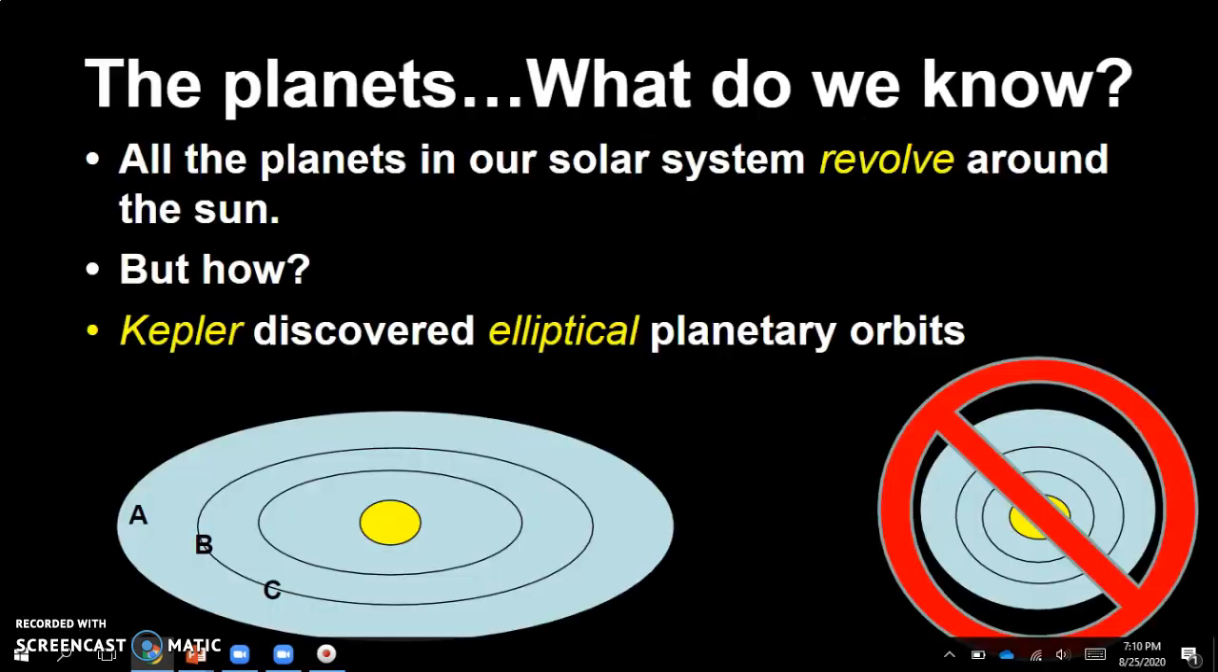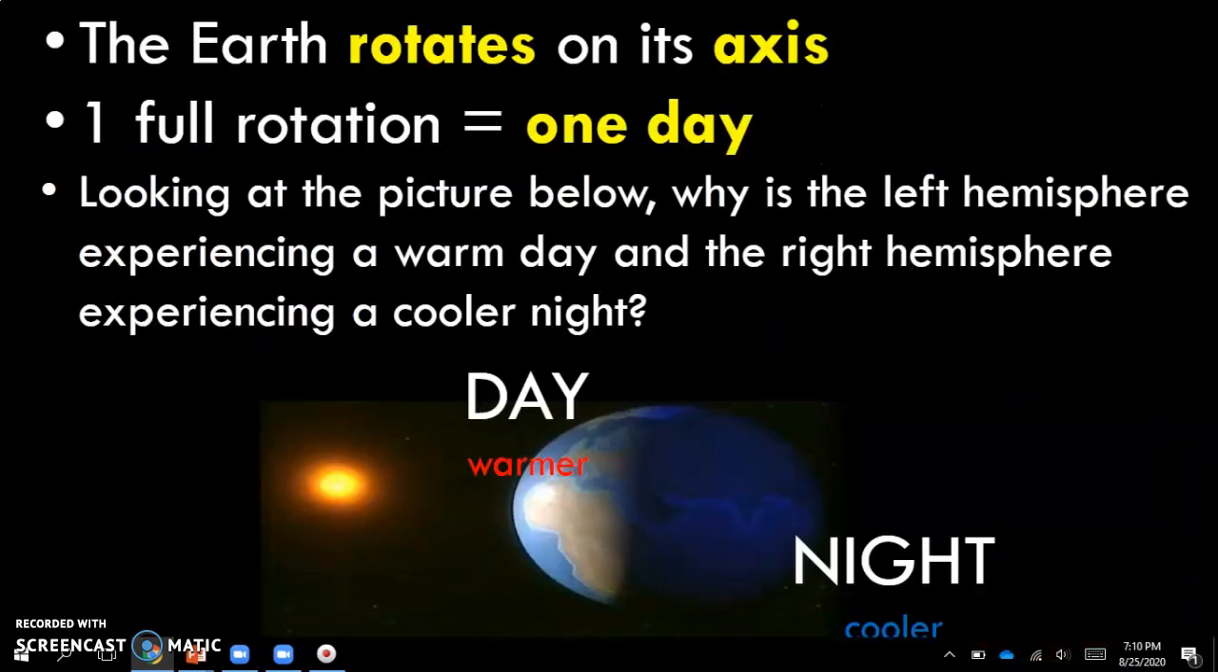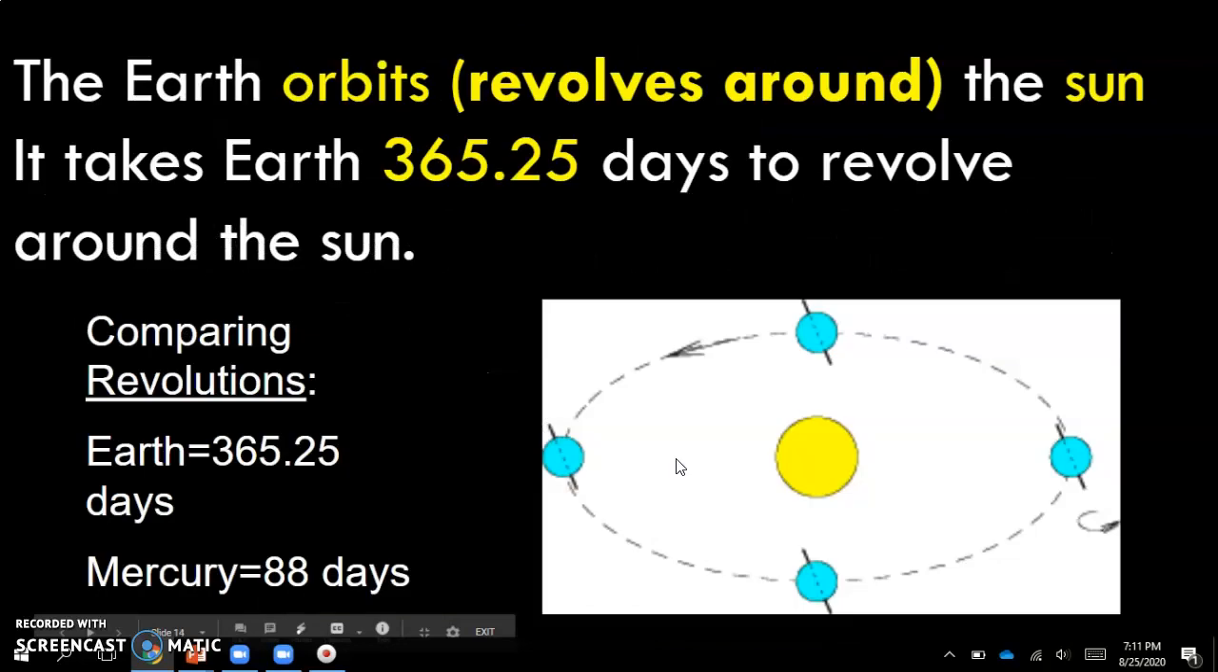Just to review, we know from Kepler's laws that we learned about yesterday that all of the planets in our solar system revolve around the sun. And Kepler discovered that they move in an elliptical orbit, so they do move in an oval shape. And we know that our Earth rotates on its axis, and one full rotation is 1 day. While the Earth rotates on its axis, it takes 24 hours to make one full rotation. And we do know that night and day come from this rotation of the Earth.